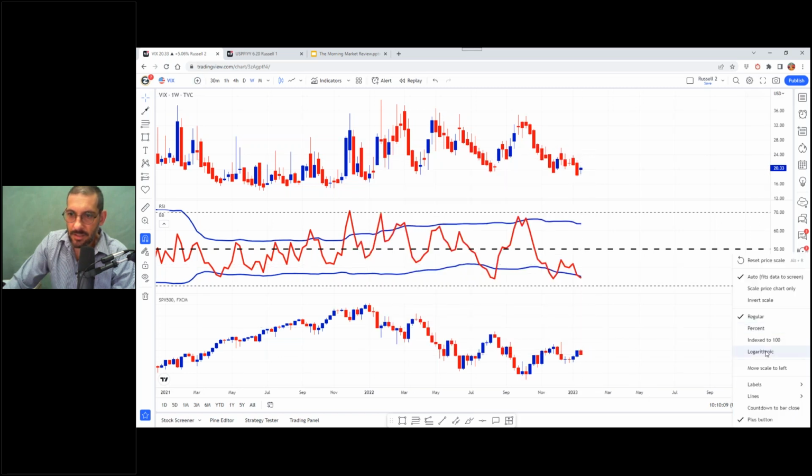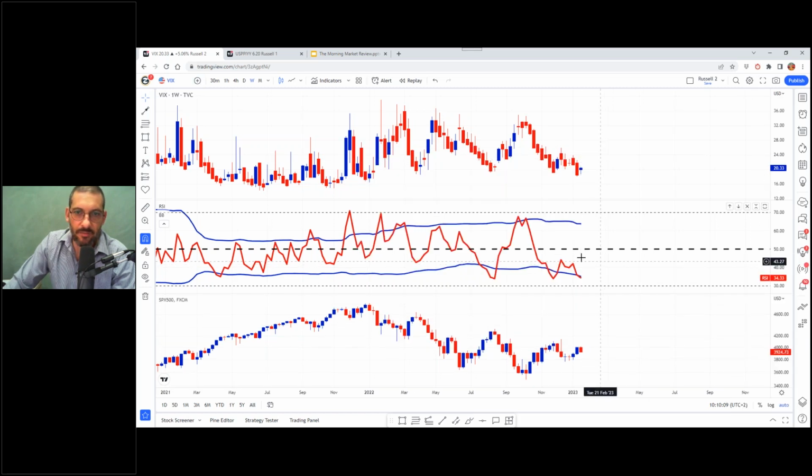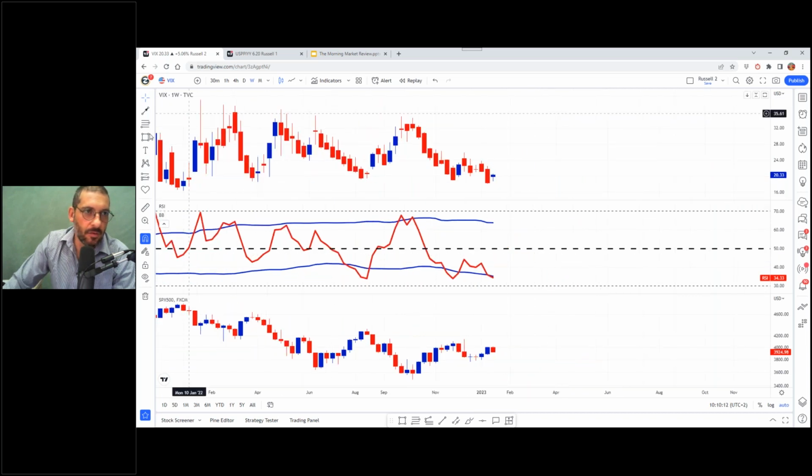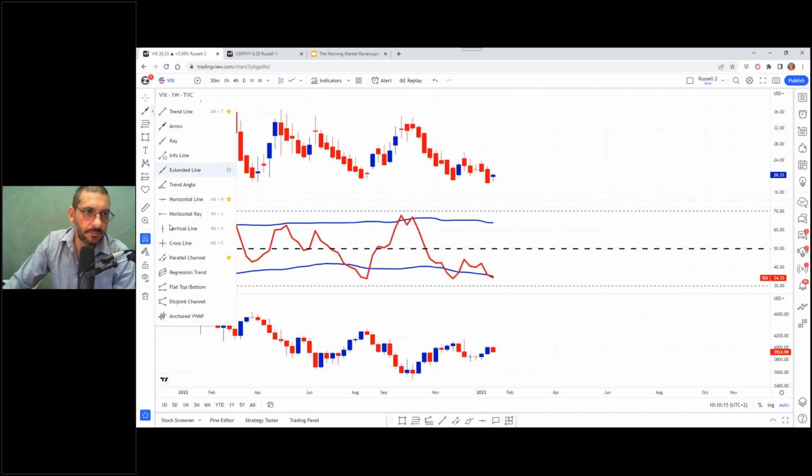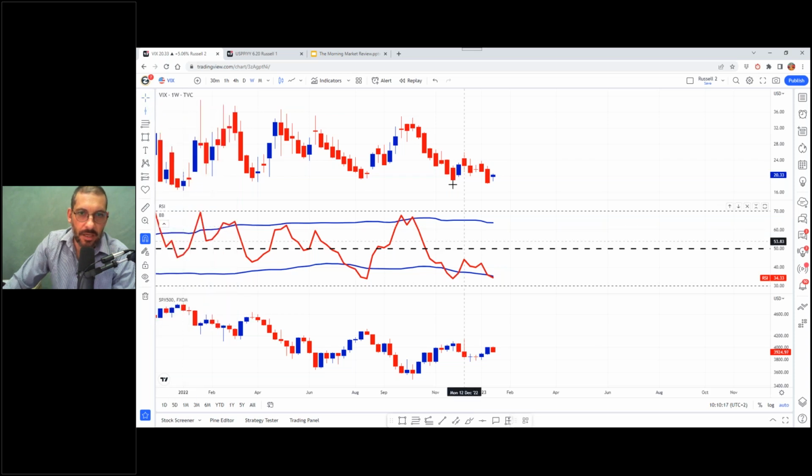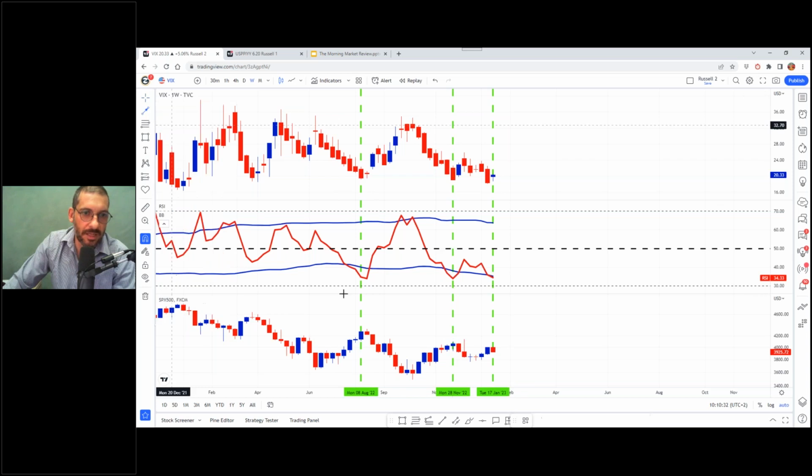And we make the S&P logarithmic. Okay, now we've got something to work with. So take a look at this. The VIX has now gone oversold. Okay, it was oversold here, and it was oversold here. And then what happens is once the oversold condition normalizes, you have a pullback.